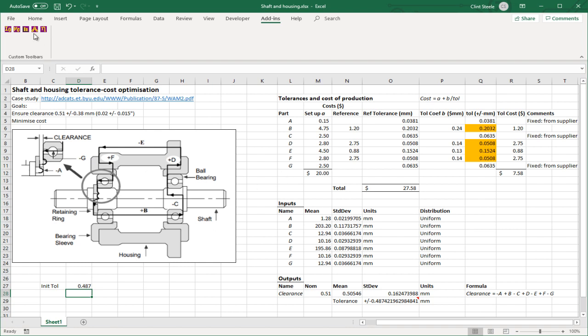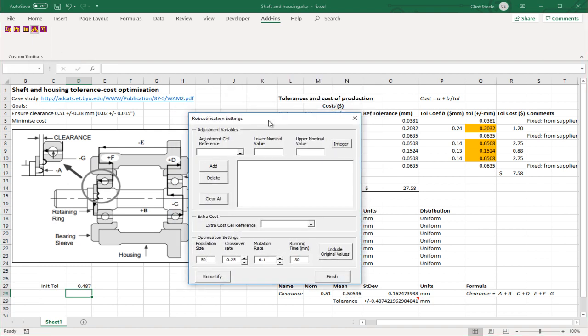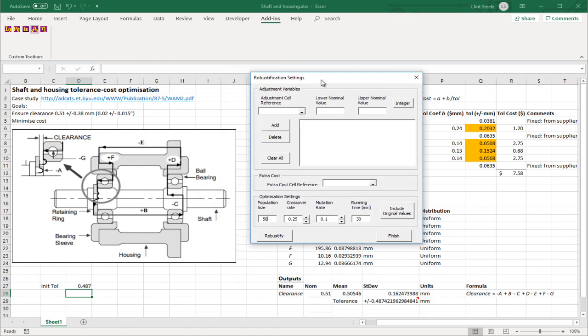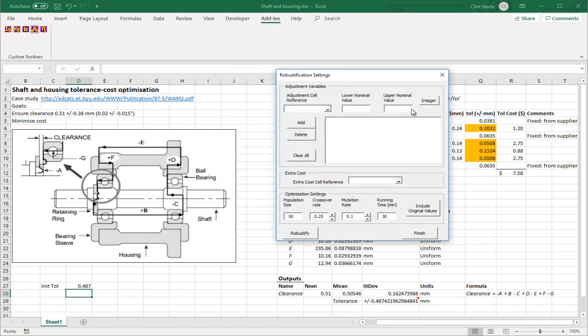So we now want to robustify. That means we need to set up our robustification settings. The only things we can adjust here, or the only things that are worth adjusting, are the tolerances. So that's these values that I've highlighted in orange here. Everything else that I've specified so far is a part of the probabilistic calculation, but they're not input values when it comes to the optimization process. So we will specify each of these.